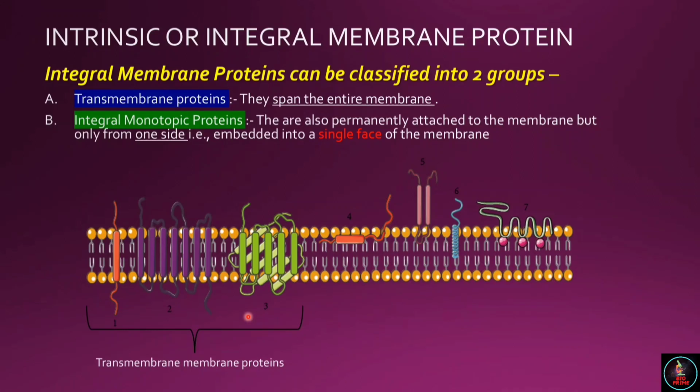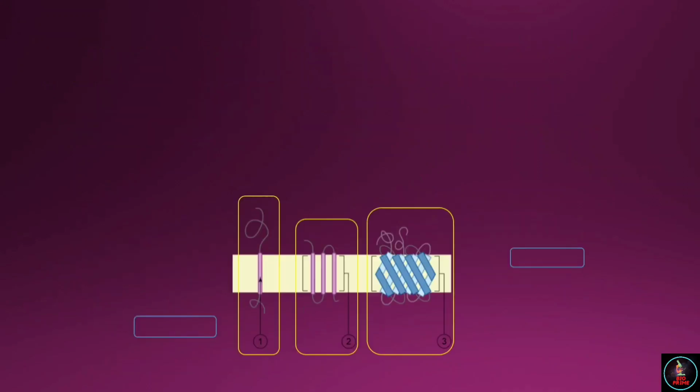And the second group is the integral monotopic proteins. They are also permanently attached to the membrane, but are embedded into only one side, a single face of the membrane. The 4, 5, 6, 7 are the integral monotopic proteins.